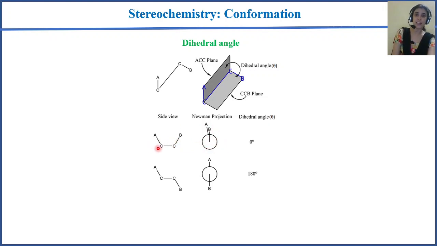And see, this is the back carbon, like this one. And with this, there is a CA bond. So ACCB or BCCA. BC, this is the front carbon, this is the back carbon, and A and B are eclipsing each other. The dihedral angle between these two planes, that is the plane containing the CB bond and the plane containing the CA bond, is 0 degree.